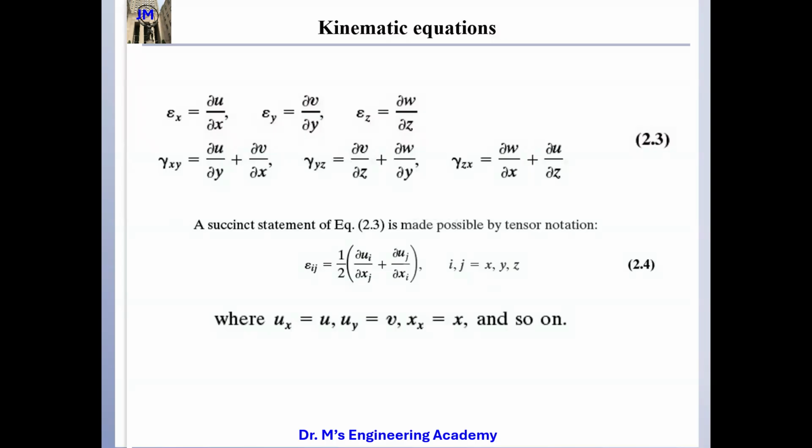Questions so far? No question? So if we have the displacement distribution functions, by using these 6 equations, we can get the strain components.